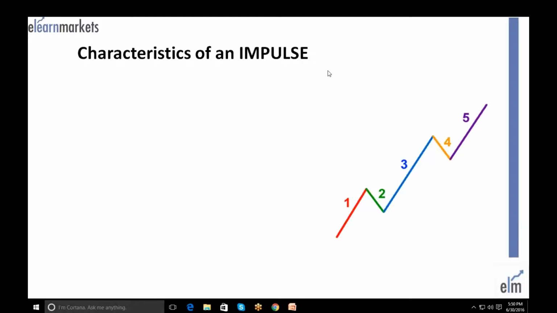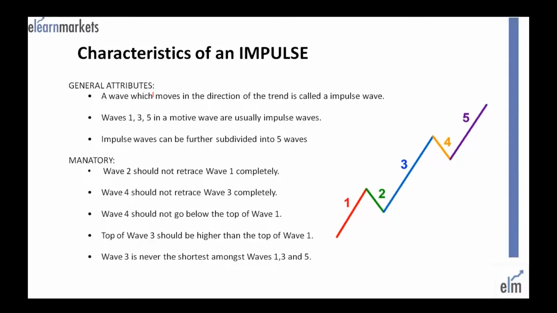Alright, characteristics of an impulse. The general attribute for an impulse is that a wave which moves in the direction of the trend of one larger degree is called an impulse wave. In a motive wave, waves 1, 3 and 5 are usually impulse waves. This is wave 1, this is wave 3 and this is wave 5. So these are our impulse waves.